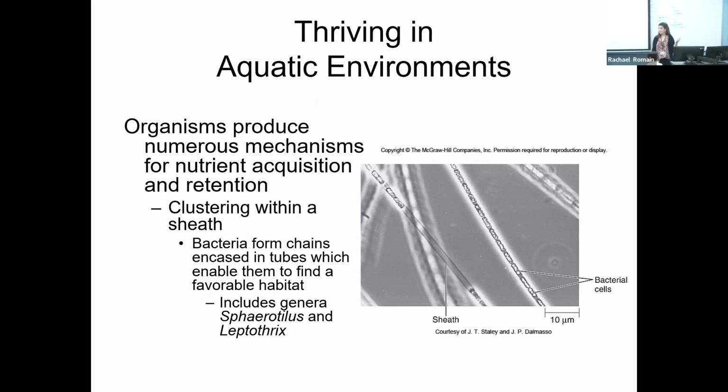Is the sheath across the whole thing, or just in sections? It typically goes across the entire string. Sometimes you'll get it where one cell didn't fully make enough of it and it looks like there's a little bit of a gap in between, but typically it goes all the way down a giant chain of them.